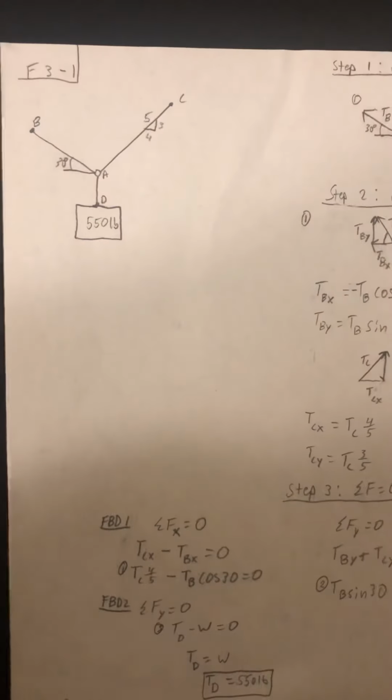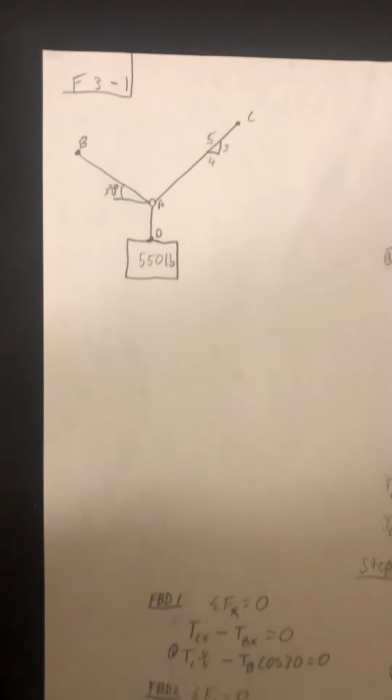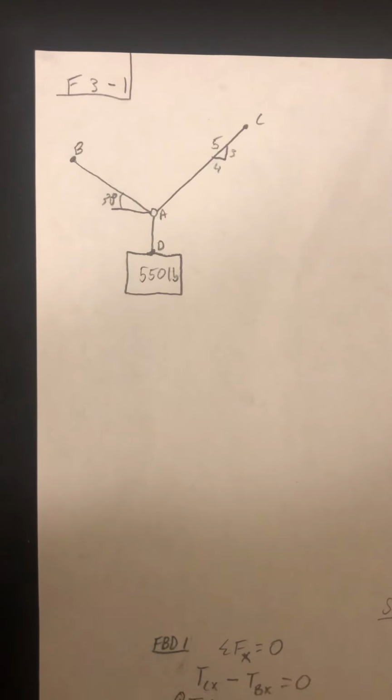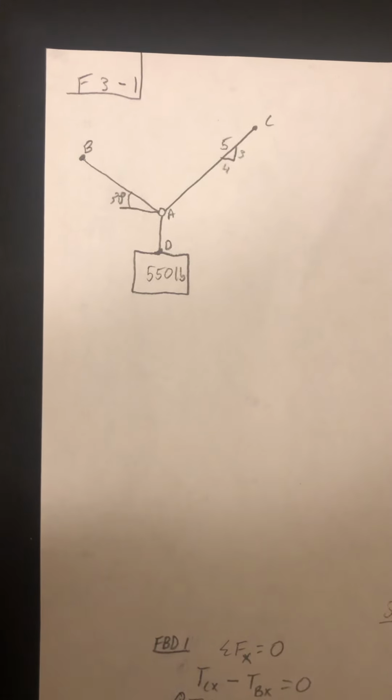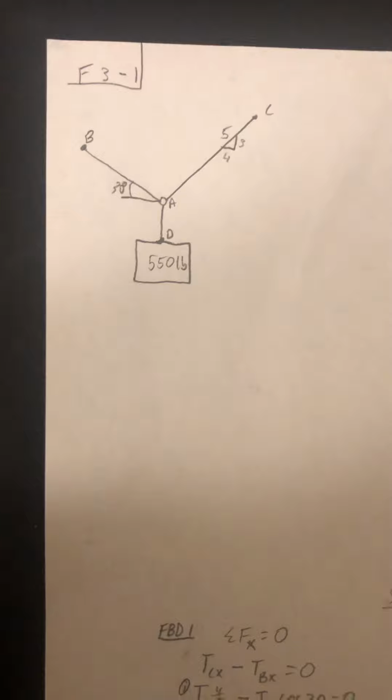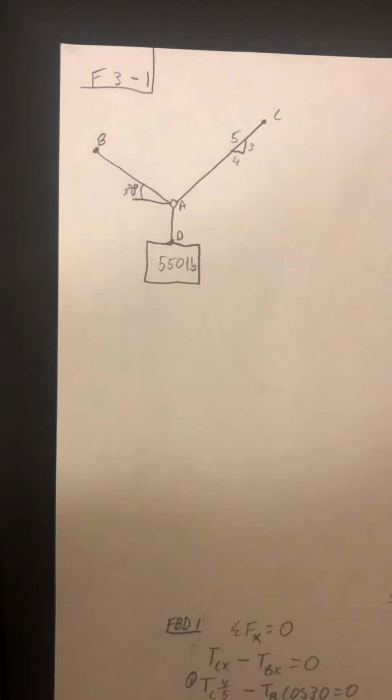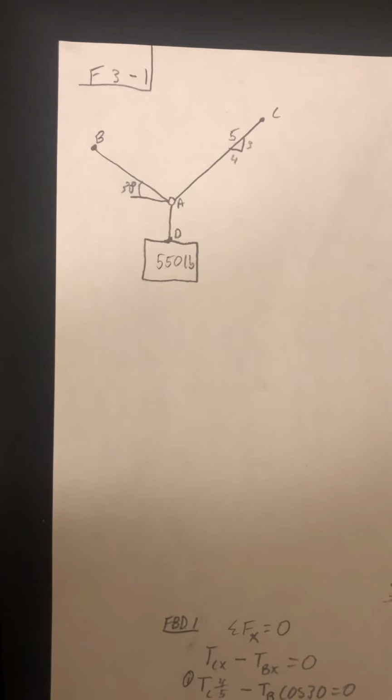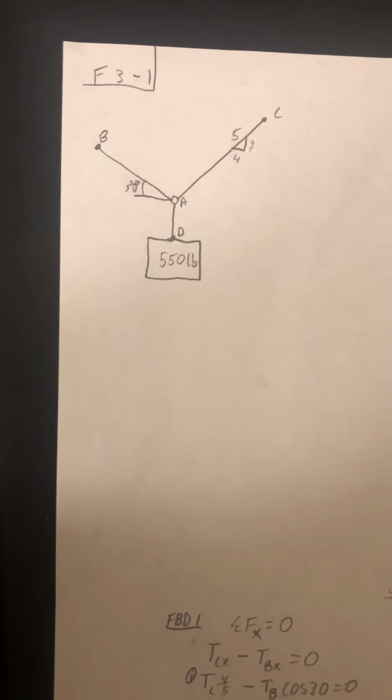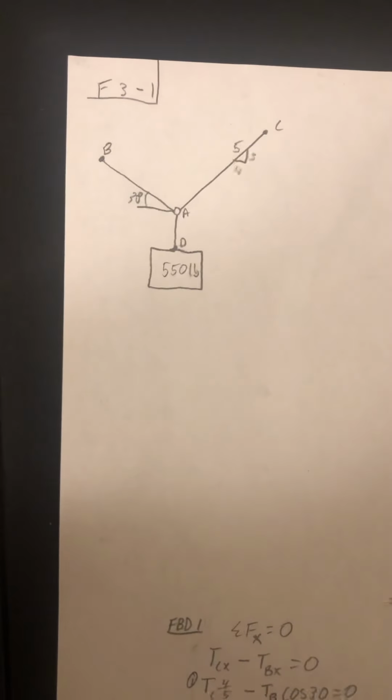I did the problem F3-1. It has a 550-pound block hanging from two tension forces on opposite sides that go to a ring, and then there's a tension force going straight down.